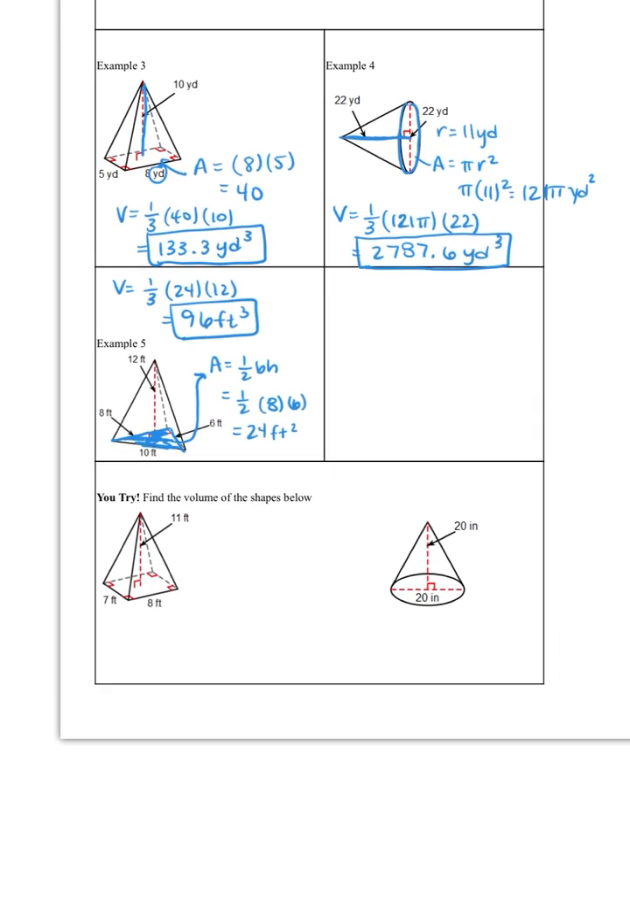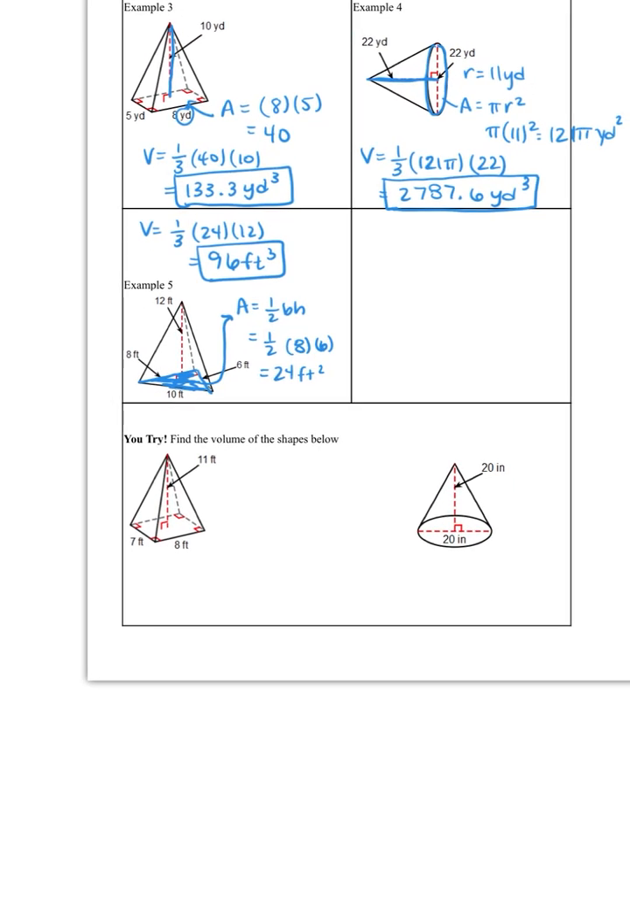And then, let's see, that one's blank. So we're going to try to find these. So we look at our base. Now our base here is a rectangle. So first we're going to find the area of the rectangle. That's just 7 times 8, which is 56. And then the volume is going to be 1/3 of that times the height, which is 11. So 56 times 11 divided by 3 is 205.3, and our units are feet cubed.